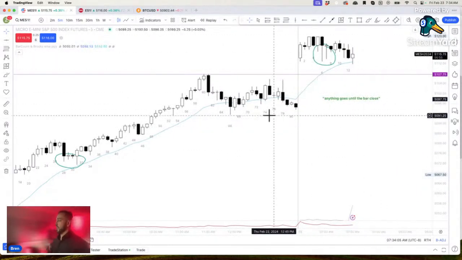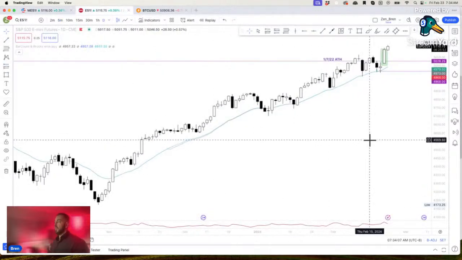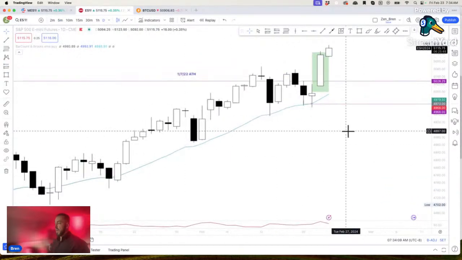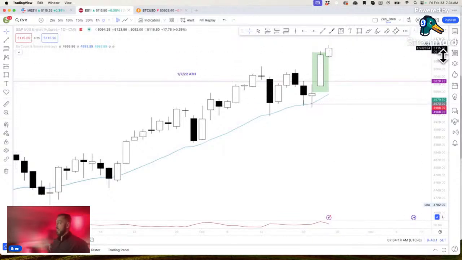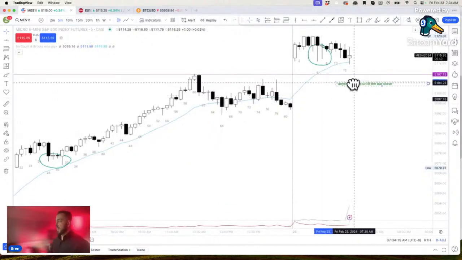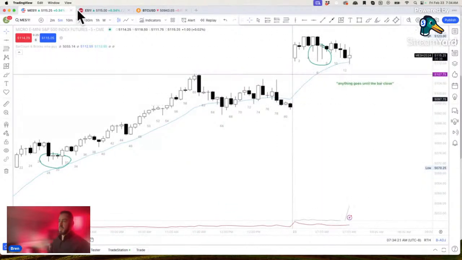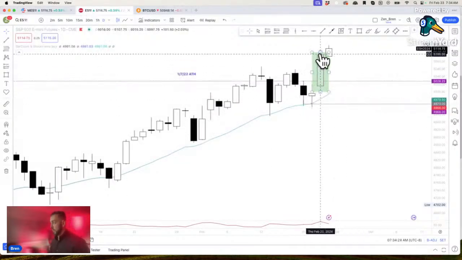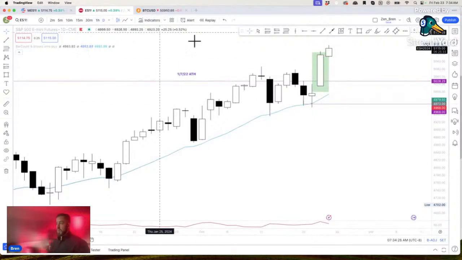Now, does it look bullish? Yes. Are we bullish on higher time frames? Yes. This is a daily chart, okay? I'm expecting more buying. It looks like we're gonna have more buying, but look, this is a daily chart. There's six and a half hours left in the day. So anything goes until the bar closes. This is on a 5-minute chart. Anything goes until the bar closes. This is a daily chart. So, we don't know what's gonna happen here.